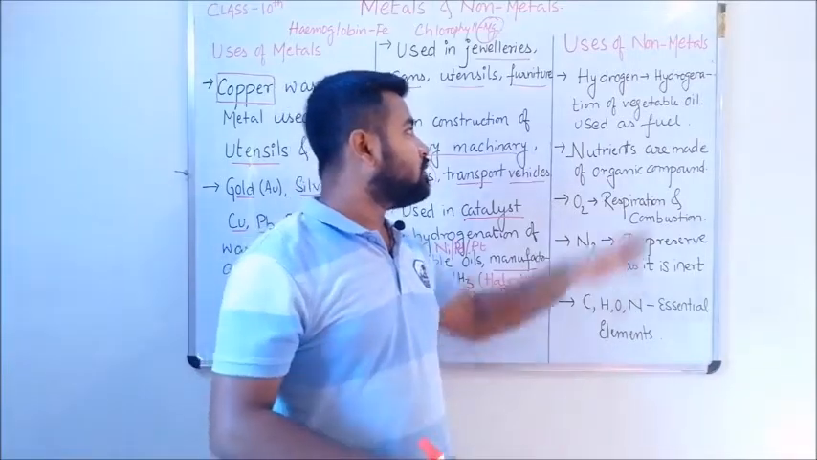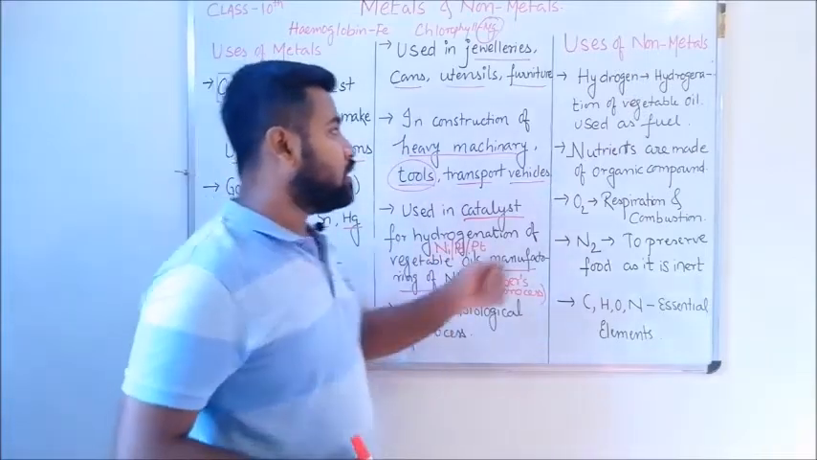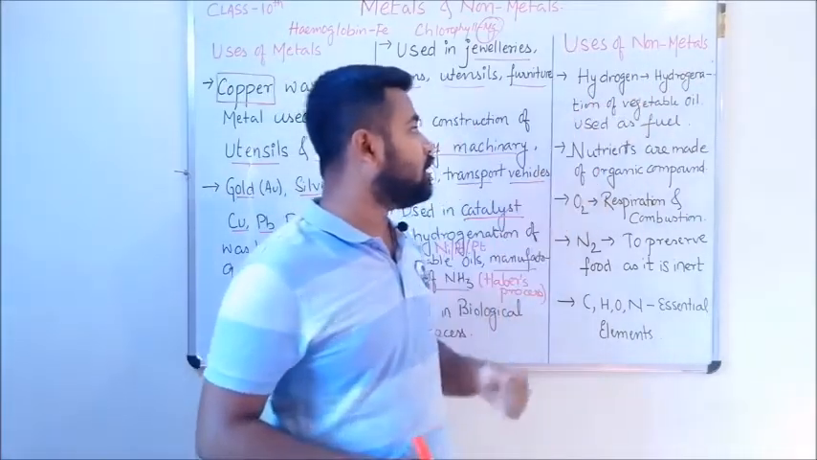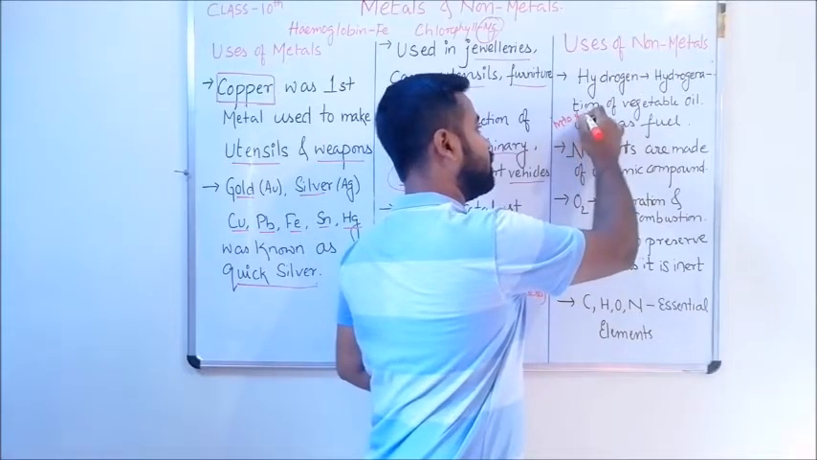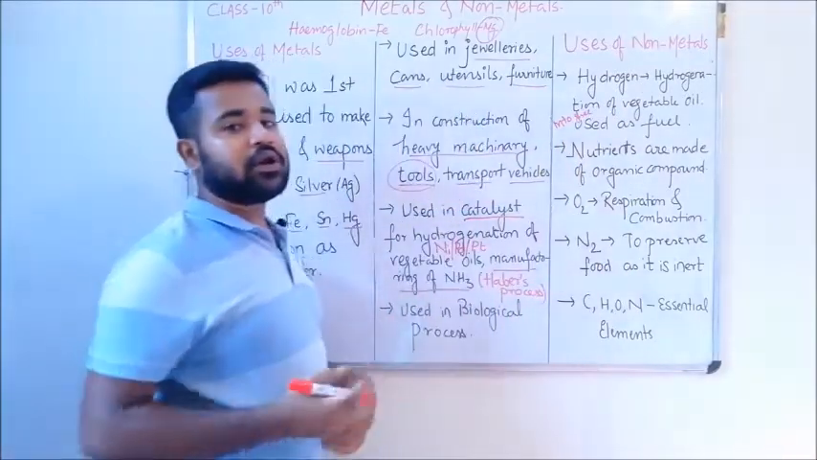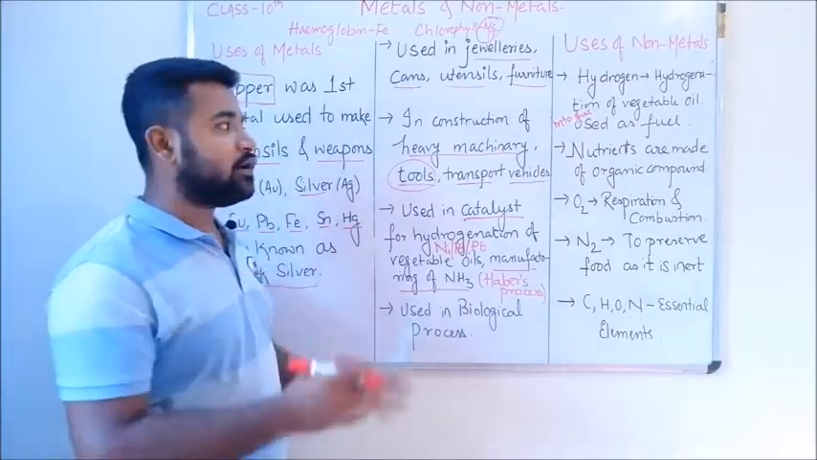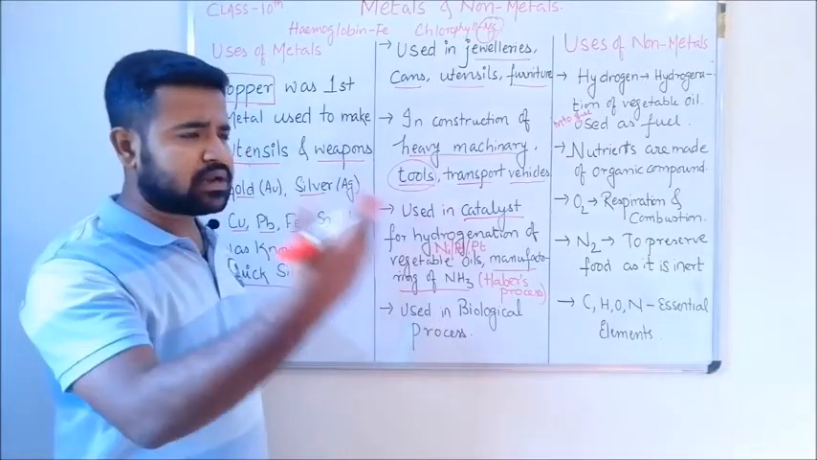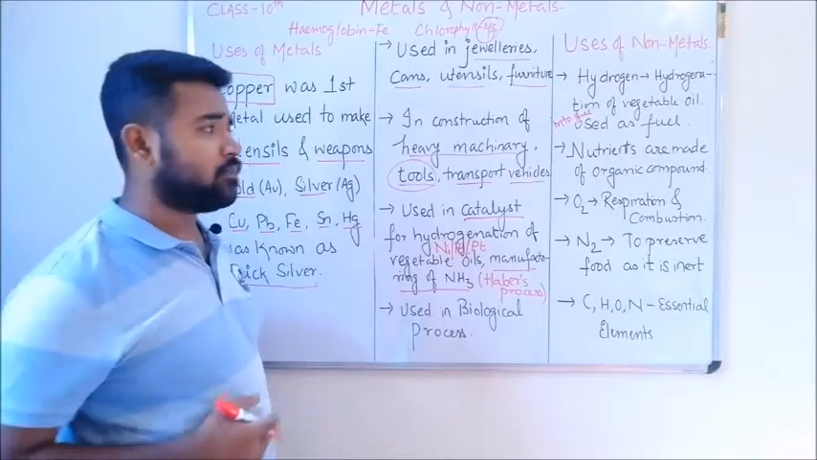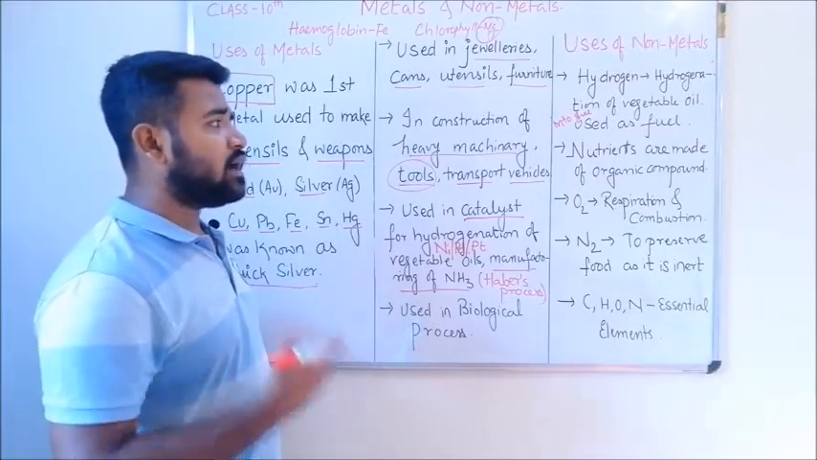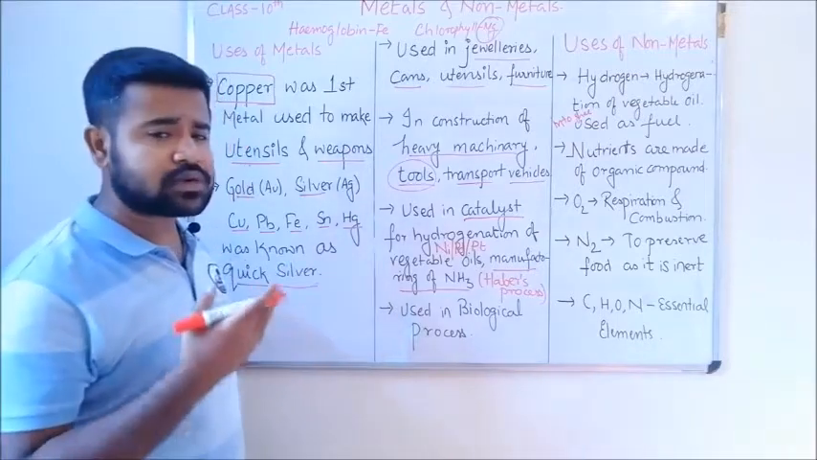Already we have studied the hydrogenation of vegetable oil into ghee. Vegetable oil can be converted into vanaspati ghee by hydrogenating the unsaturated hydrocarbon. What is a hydrocarbon? I will tell you in the carbon compounds chapter. A hydrocarbon is a compound of hydrogen and carbon. The second thing is that hydrogen is also used as a fuel.